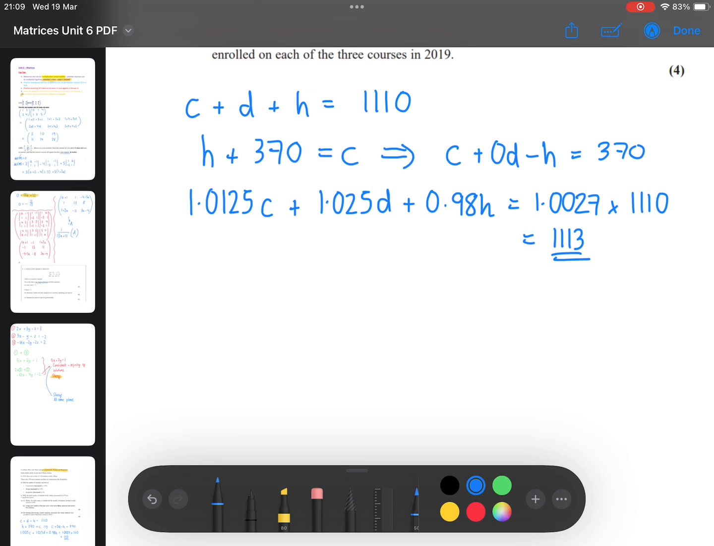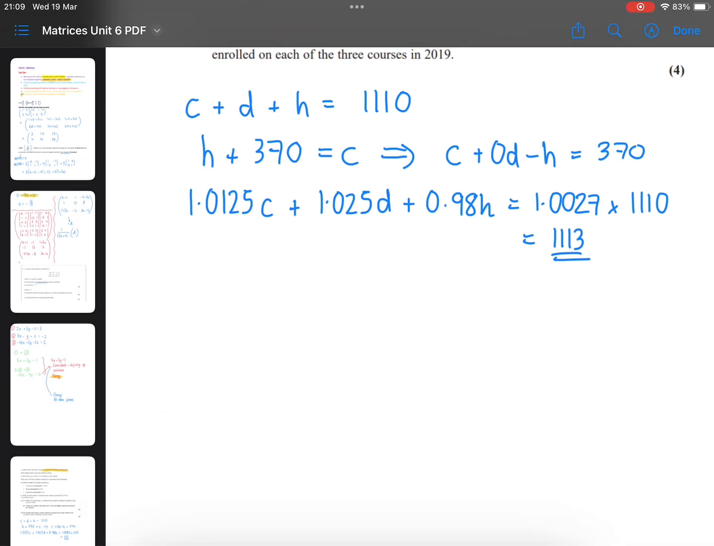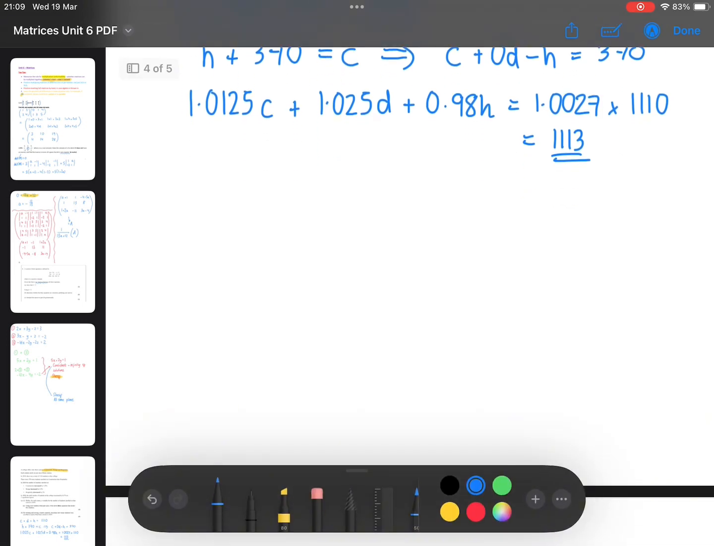If you use the exact decimal number, I'll talk about that later. Let's just solve them first. So, putting this into matrix form, we had C plus D plus H, so that's 1, 1, and 1 of each. And then we had C plus 0D minus H, and then we had those long decimal numbers.